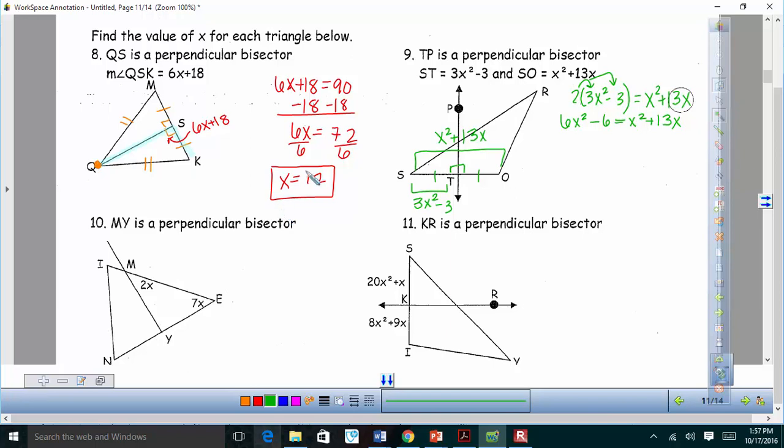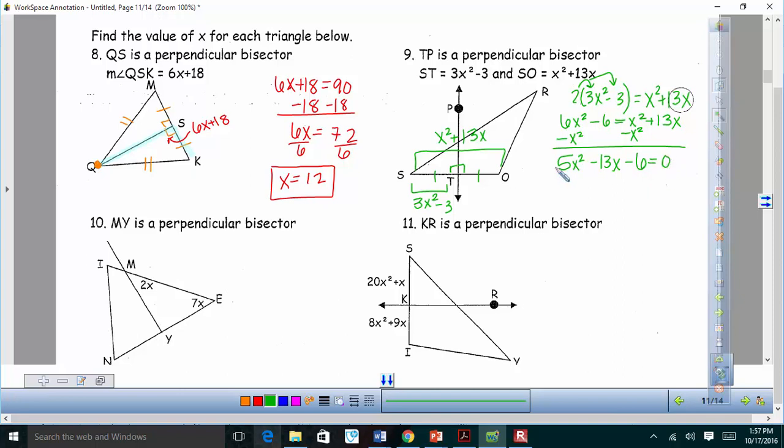Move them to one side. So we're going to take x squared and move it to the left-hand side by subtracting x squared from both sides. That's going to give me 5x squared. Now, if I move 13x over, does it have a like term? No. So it's just going to be minus 13x, and then I'm going to leave minus 6 the same.